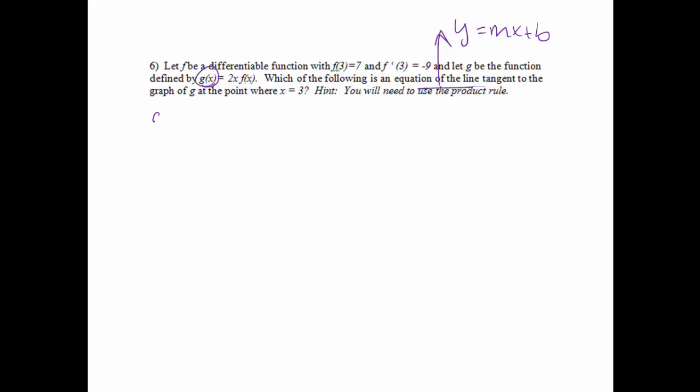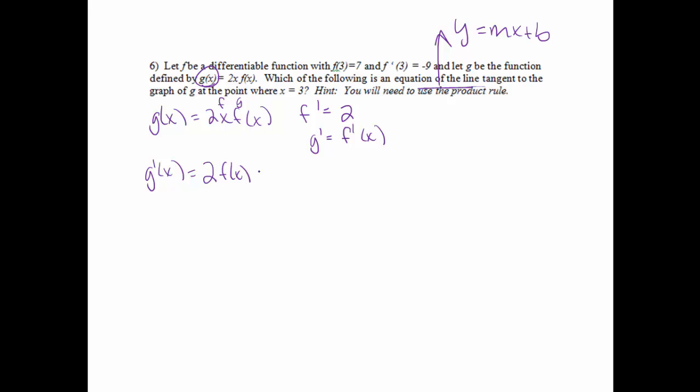So I notice that g of x is equal to 2x f of x. That is a product because it's 2x times f of x, so that's where we're going to use our hint and use the product rule. This is going to be a little confusing, but I'm going to use f and g. The derivative of 2x will be 2, and the derivative of f of x will be f prime of x. So using the product rule, I'm going to have 2 f of x plus 2x times f prime of x.